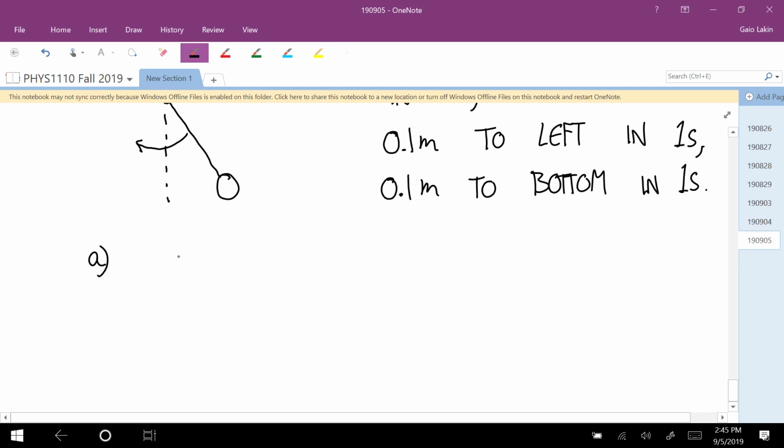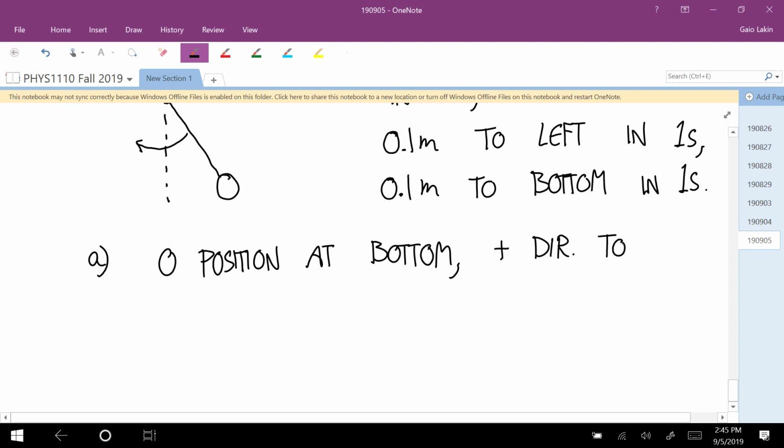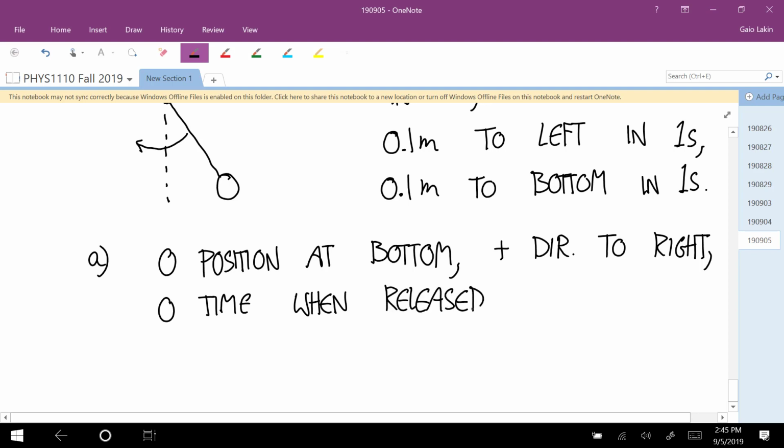So first, let's choose our 0 position at the bottom. Positive direction to the right. And 0 time when the pendulum is released. See if you can draw a position versus time graph for this.